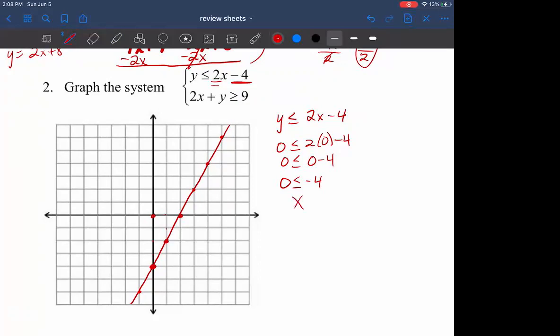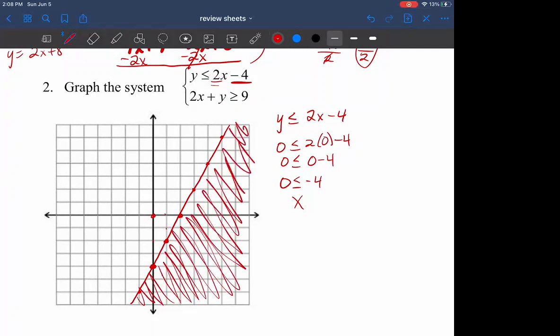And what that means is that the point 0, 0 should not be shaded in, okay? So because 0, 0 is sort of above this line on the top left, we want to go back and shade everything on the bottom right, everything that's on the other side of the line. Okay, so that would be how we graph y is less than or equal to 2x minus 4.